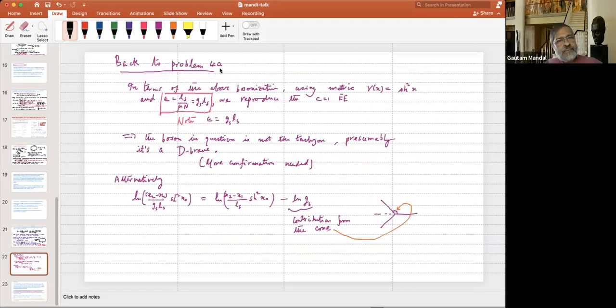And here, back to problem 4a, which is the problem of this GSLS. So, it's just a small discussion to say that in terms of this kind of bosonization, using a metric which is gamma of x, which is sin square x, and epsilon equal to GSLS, we reproduce the c equal to 1 entanglement entropy. Note that epsilon equal to GSLS appears. Okay, so the boson in question here does not seem to be the string theory field. Presumably it's a D-brane, but more confirmation is needed.